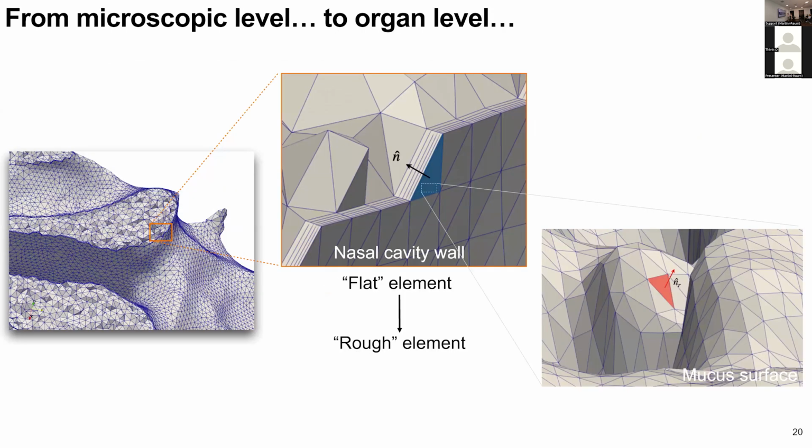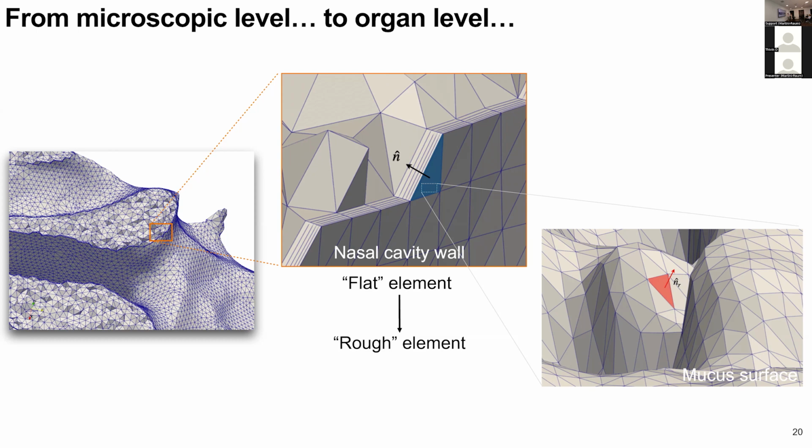The key point here is how to connect the microscopic level of the mucous surface to the organ level simulation. That's what we're doing in the particle transport simulations. This is our nasal cavity geometry. If we look closely at what happens at the wall, we'll have particles traveling and they will come into contact with a wall element in the nasal cavity. Now, this is a crucial point. In our simulation, this wall element, the blue one here, is to all effects a flat element. It contains no information on the surface roughness of the mucus layer.